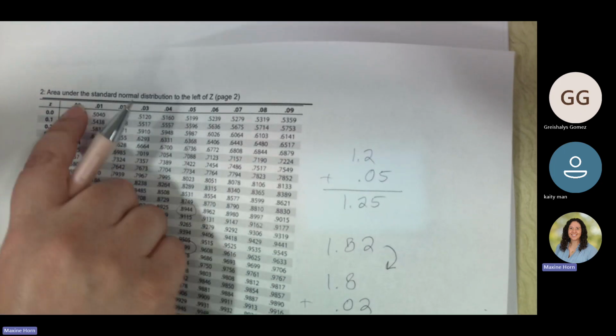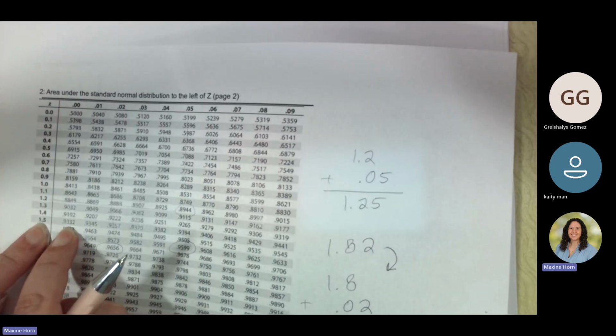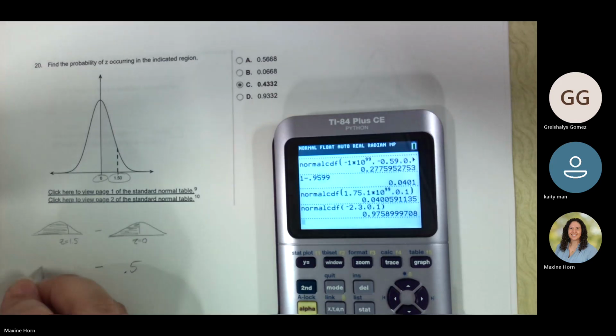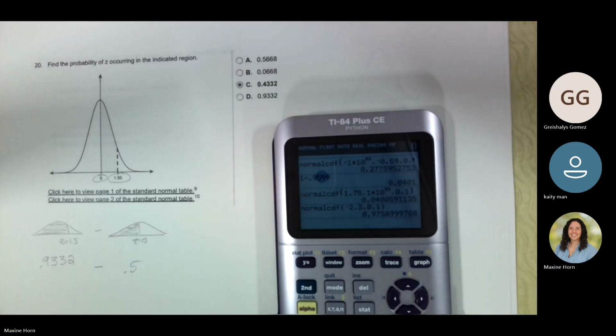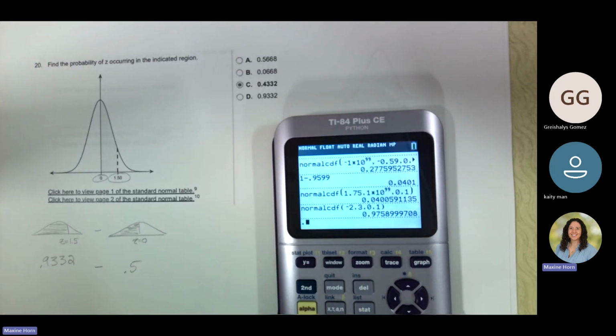1.5, 1.50, right? 0.9332. Sorry, could you guys see that? I didn't check to see if you could see what I was looking at there. Yeah, you could. Okay. So I can just plug that in. Minus 0.5. And there we go.